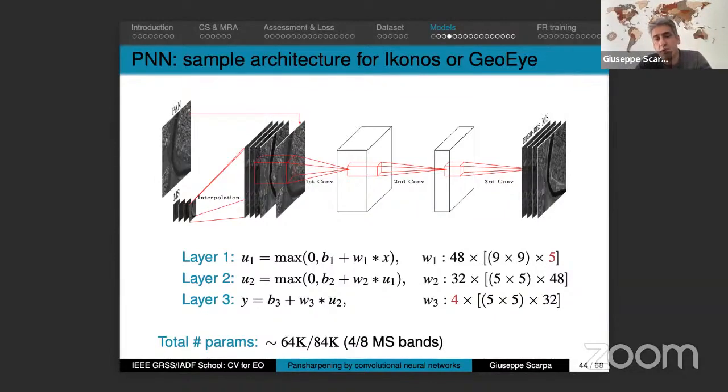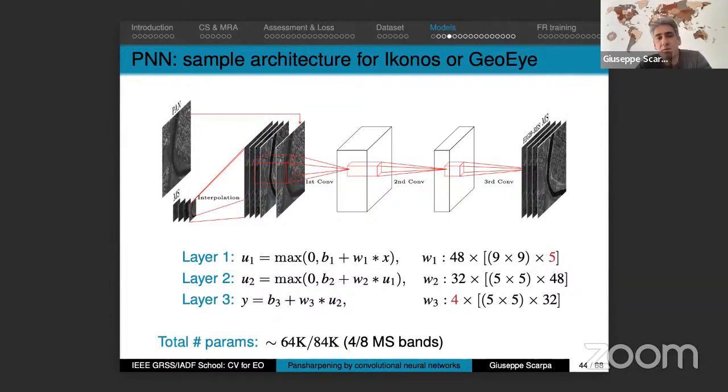The number of learnable parameters of PNN is relatively small, less than 100,000 parameters. It depends on the number of bands, indeed. So if you use Ikonos, you have a smaller number of parameters with respect to WorldView, for example. The number of bands for PNN is 4 or 8. It depends also on the width of the layers, which for the basic configuration that we have here is 48 for the first layer, 32 activation maps in the second layer, and in the output layer we have B activation maps, which are just the bands that I'm predicting, reconstructing.